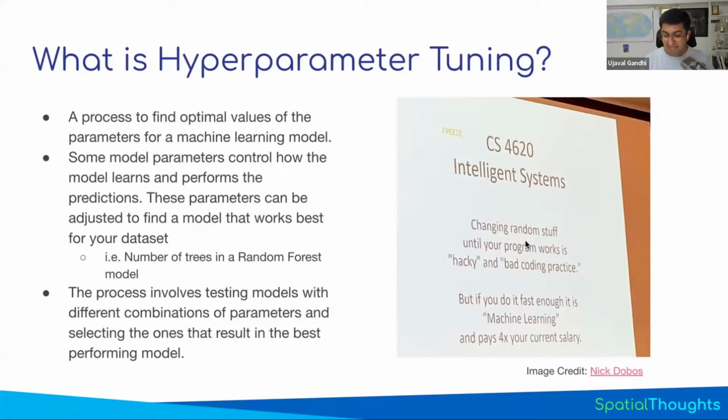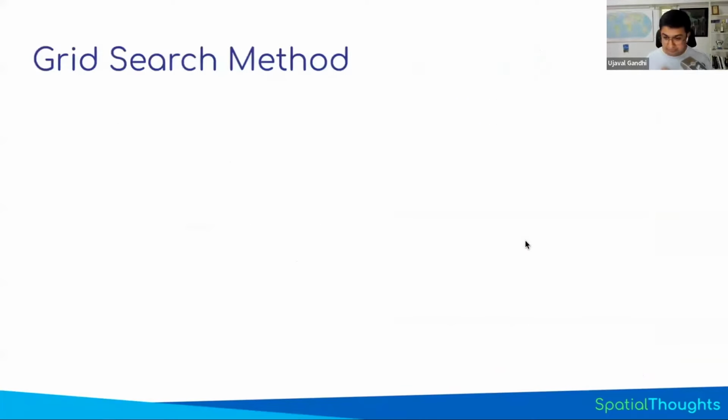So here we say, I don't know what the optimal number of trees is. Let me try building a model with 10 trees, 20 trees, 30 trees, 100 trees, 500 trees, 1,000 trees. I'll try all numbers, and I'll pick the number that gives me the highest accuracy. That's what hyperparameter tuning is.